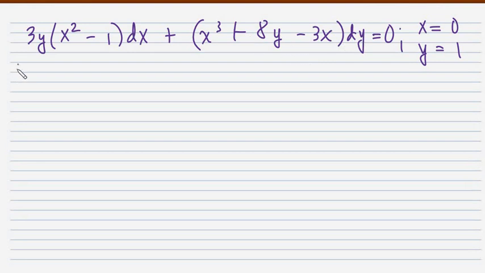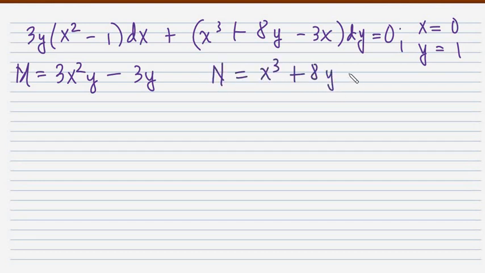So what is our M? For our M, we need to distribute 3y. So that would be 3x squared y minus 3y. And N is simply x cubed plus 8y minus 3x.